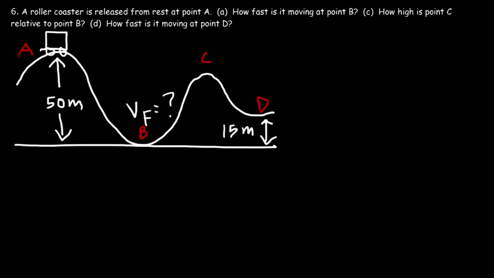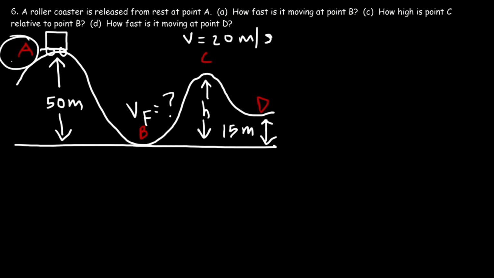Now, it looks like I forgot to write part B, so we're going to move on to part C. How high is point C relative to point B? And I forgot to give you the speed at point C. At point C, the speed is 20 meters per second. So with that information, calculate the height of the roller coaster at point C. Point B is ground level. So how high is it at point C? Feel free to pause the video.